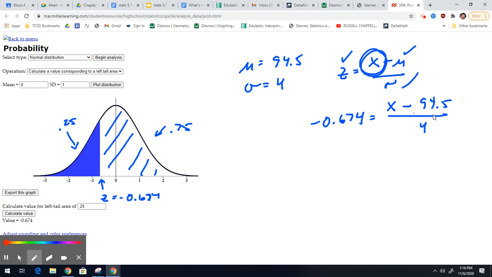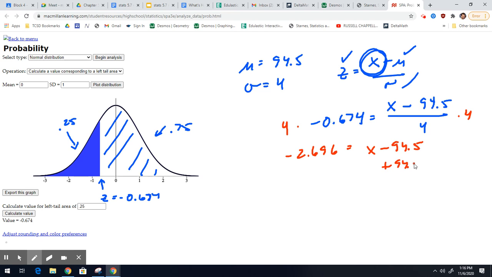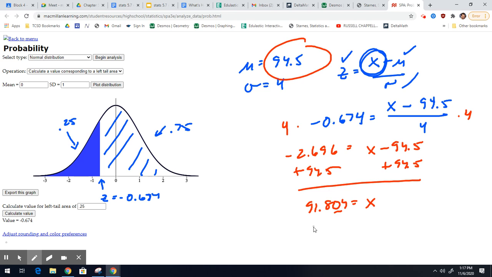So how do we solve it? Well, it's a two-step process. First thing is get rid of this denominator by multiplying both sides by it. So I'll just use the calculator to do that. So 4 times negative 0.674, that's negative 2.696. That is x minus 94.5. And then to get x all by itself, I need to add 94.5. And when I add 94.5, I get 91.804. That is my x value. Since the mean has one decimal, let's have this have one decimal.